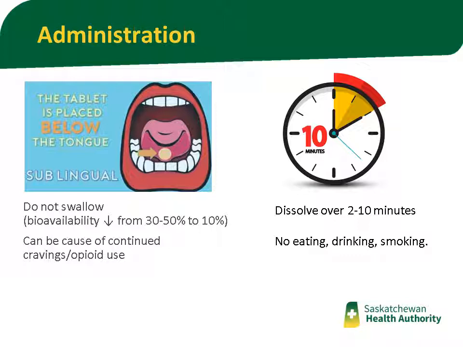If the tablet or any parts of the tablet are swallowed while it's dissolving, the bioavailability will decrease to less than 10%. So this means we'll get less effect from the medication. This is a common medication error and can lead to continued cravings or even continued opioid use. So we want to make sure that patients are aware that it needs to fully dissolve in the mouth.